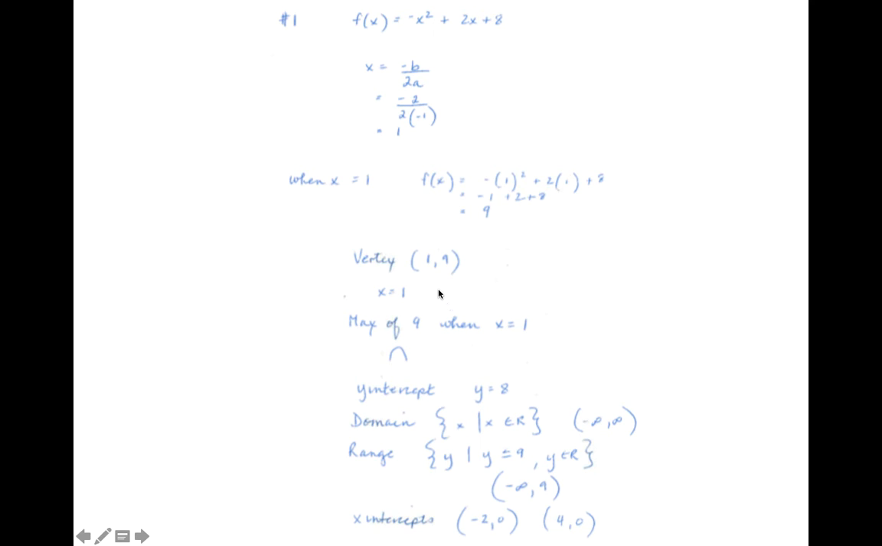The axis of symmetry is that line which goes straight through the vertex, and that is x is equal to 1. When we ask about whether this is a maximum or a minimum, we can tell because it opens down that it's going to have a maximum value. So we say it's a maximum of 9 when x is equal to 1. We know that the y-intercept is an 8.